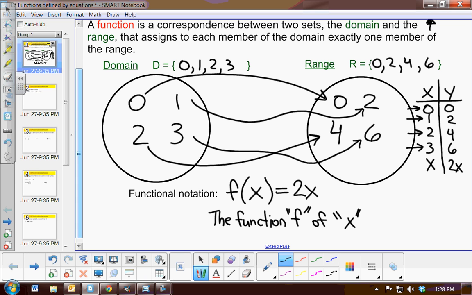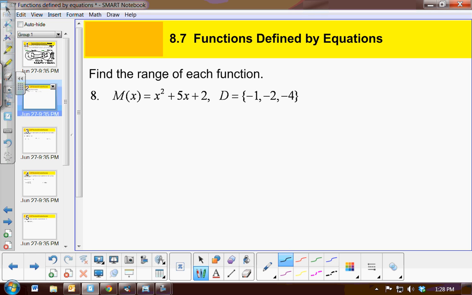Now, I don't always have to use the letter f. I could say g of x. It's just a name, and it would be 2 times x. Or this relationship could be represented by h of x is 2x. So you see the letter g, the letter f, just helps us to notate it. Give it a name so I can identify it. Oh, check out the g of x function. Woohoo! Okay, now let's work within this idea.